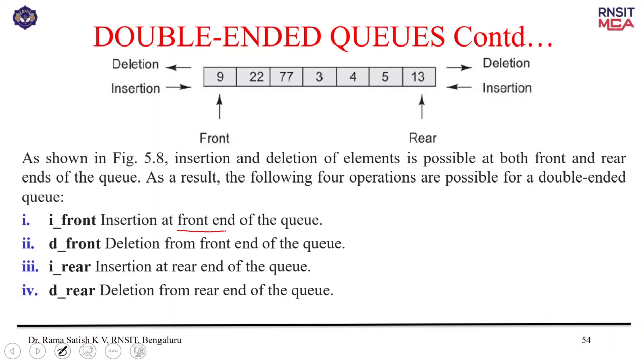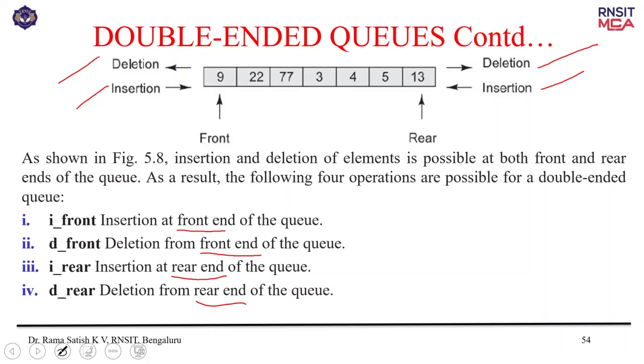Same way, D front, that is deleting the element from the front end. So insertion and deletion you can do at the front. How it is done, we'll discuss. And the same way, I rear is insertion at the rear end and D rear is deletion at the rear end. So these are the 4 operations one can perform with the double-ended queue.